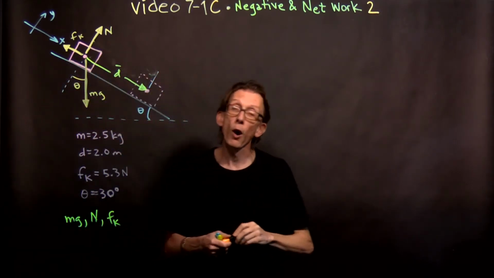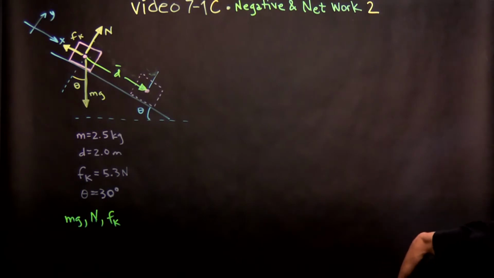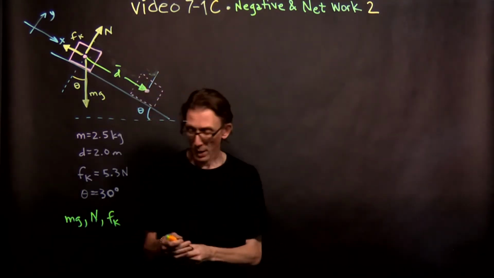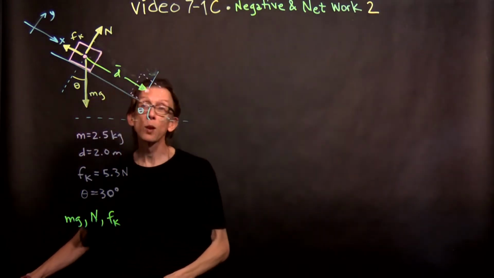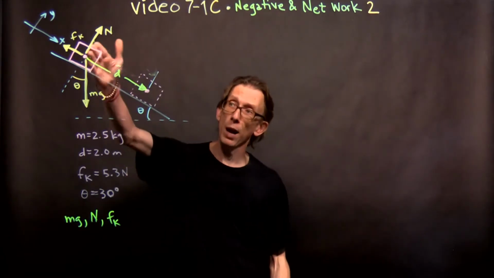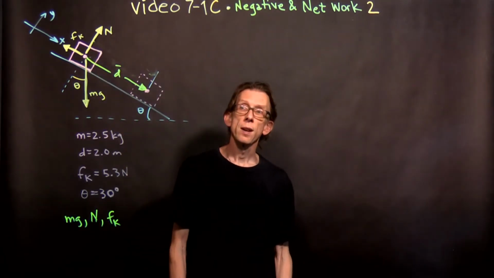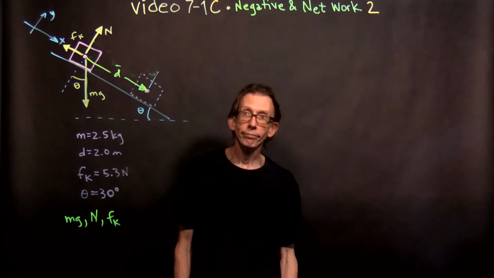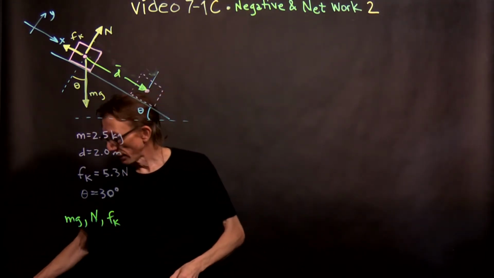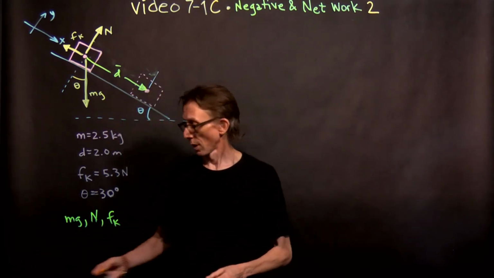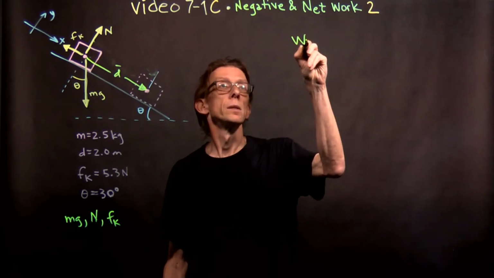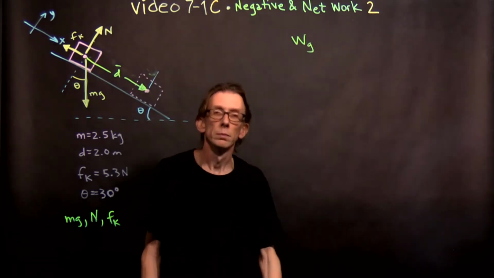Okay, those 3 orange forces, they come off as yellowish orange, I think: mg, n, and f sub k. And now what I want to know is what is the work done by each one of them and what is the total work done as the block moves 2 meters down the hill. Take them one at a time. What is the work done by gravity?